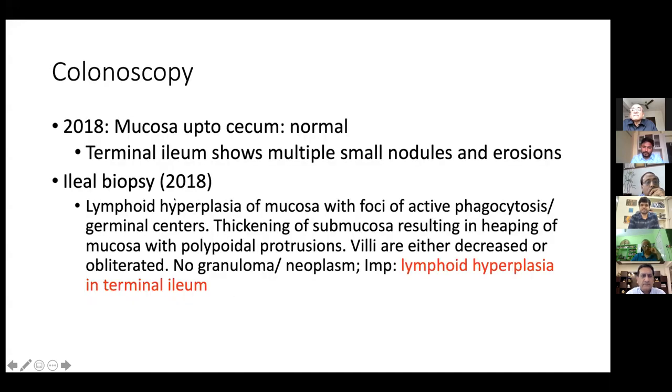Colonoscopy has also been done once. It was done in 2018 and showed only multiple small nodules. Would you do colonoscopy in this patient? It was done for, let me skip. If you want to do it, then let's consider it, otherwise skip this.